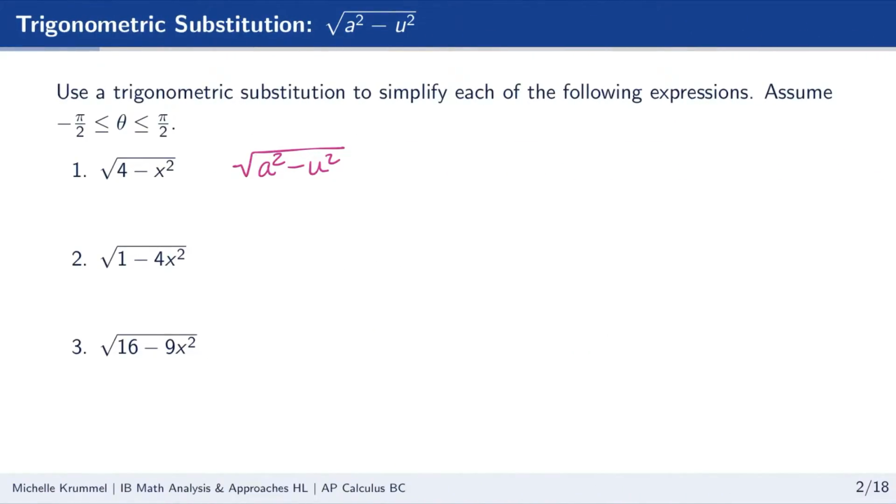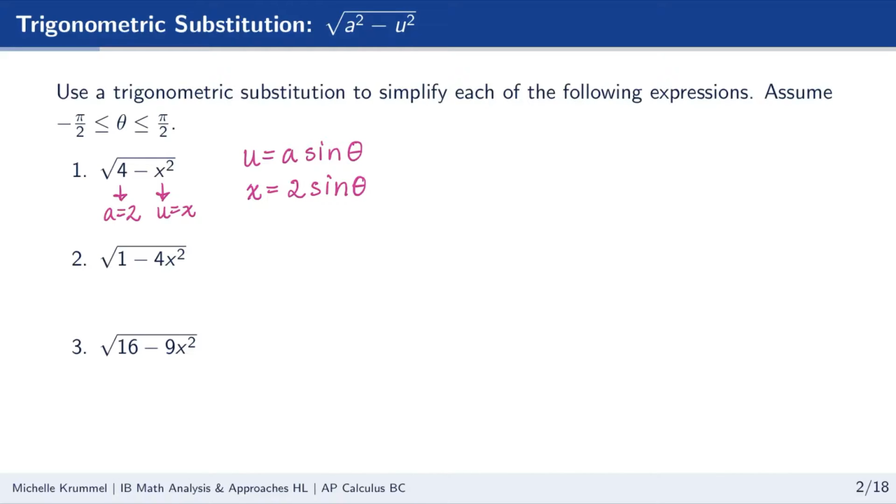So for this first example, we can think of a as being equal to 2 and u equal to x. And then we have something in the form of the square root of a squared minus u squared. So our substitution in general is going to be u equals a times the sine of theta. So here u is x, a is 2, and we can make that substitution.